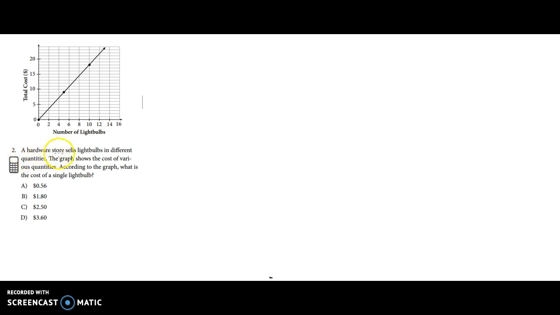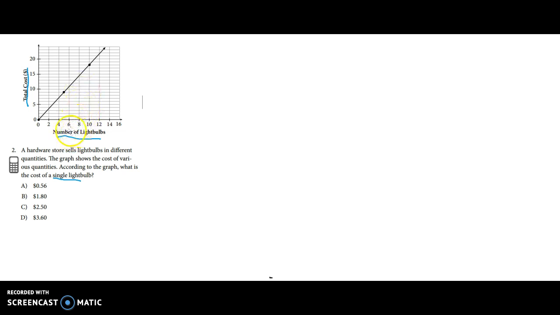This one states, a hardware store sells light bulbs in different quantities. The graph shows the cost of various quantities. According to the graph, what is the cost of a single light bulb? Well, first things first, whenever we have any kind of linear graph, we want to make sure that we match up the axes. So it looks like the horizontal or x-axis represents the number of light bulbs, and the vertical one represents the cost.